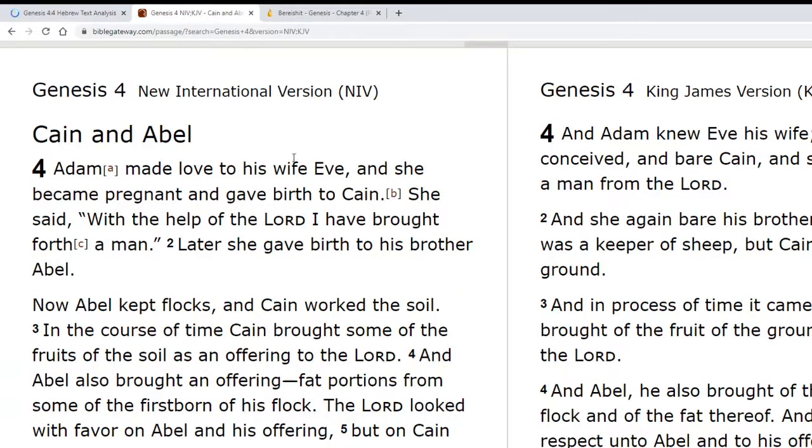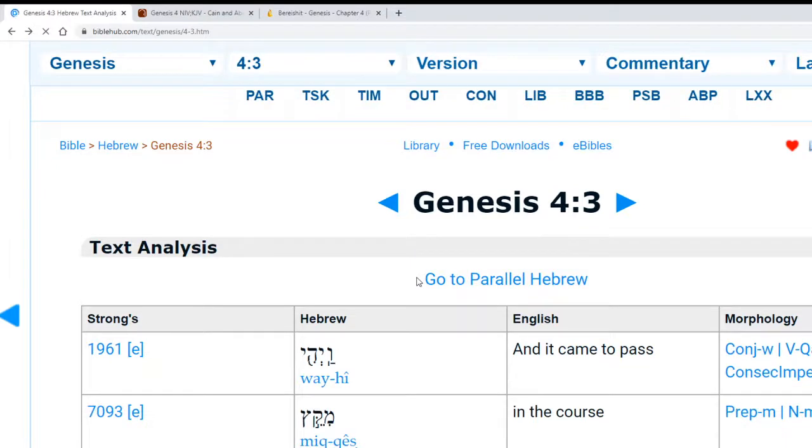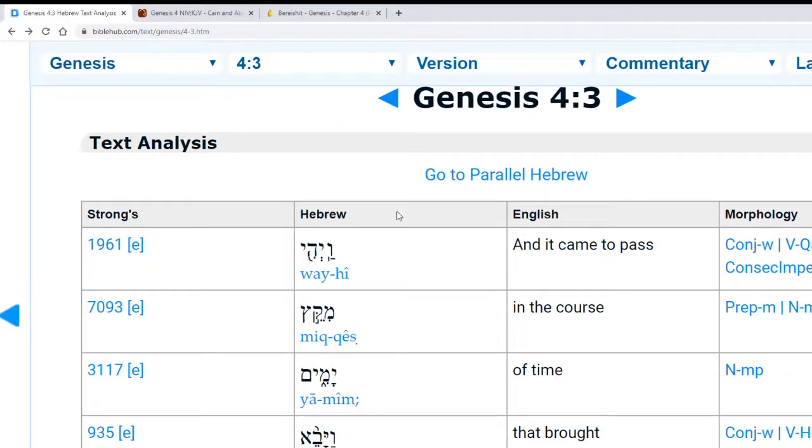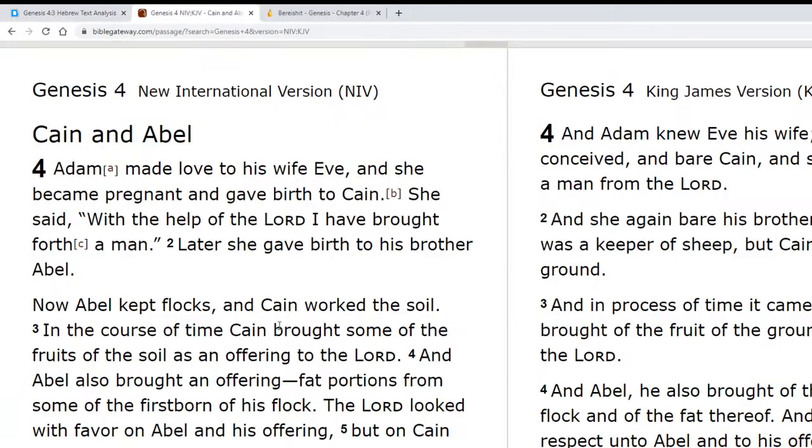Let's go look at the King James. And in the process of time, right? So we were saying Vayehi miketz yamim. So they're saying in the course of time of the days. Vayehi miketz yamim vayave. That is a very strange way of saying it, but okay. In the process of time, it came to pass that Cain brought of the fruit of the ground an offering unto the Lord.